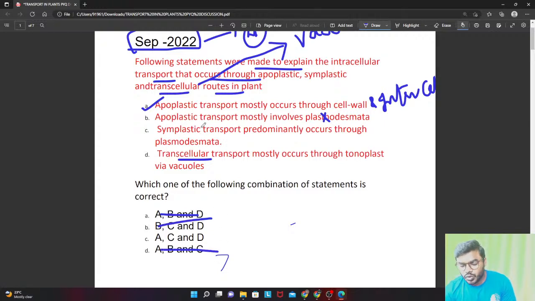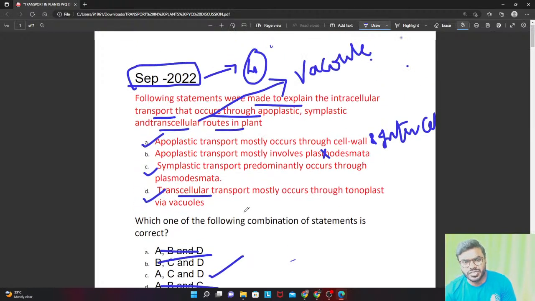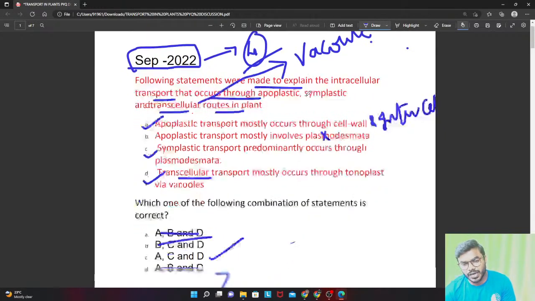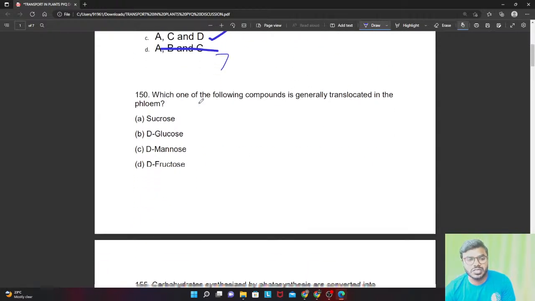If you come to know option B is wrong, you can eliminate the others. Option C: symplastic transport predominantly occurs through the plasmodesmata. Transcellular transport occurs through the tonoplast via vacuoles. Hence, what will be the answer? A, C, D. Very straightforward, very direct question, a 4 marker. No need to think, you will just get the 4 marker. Slowly analyze the questions.